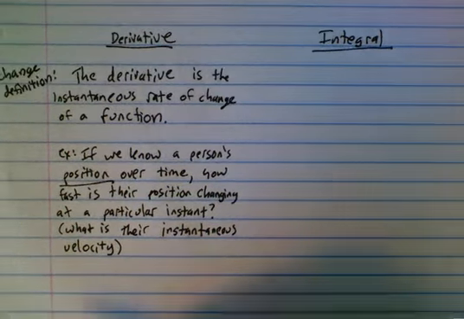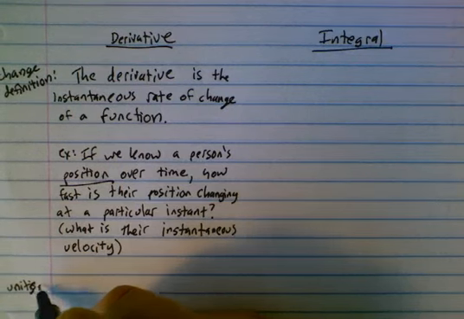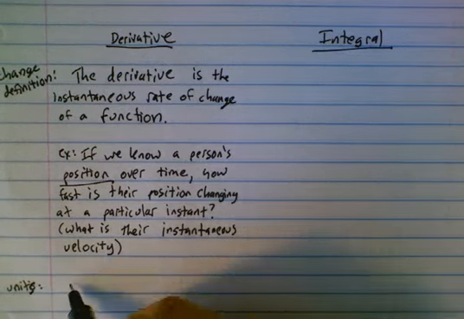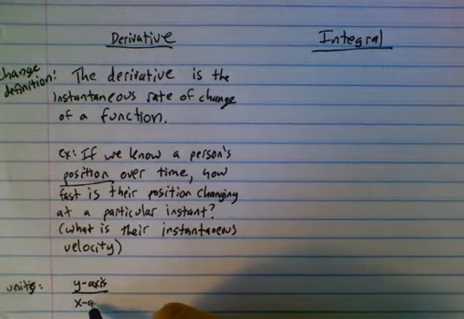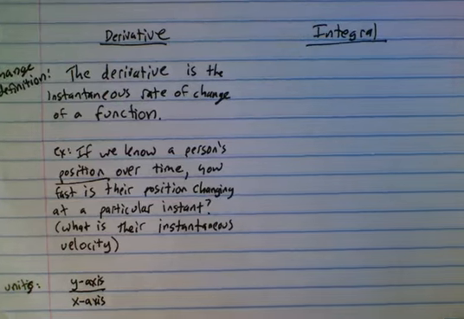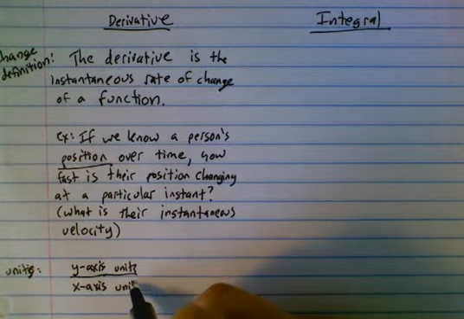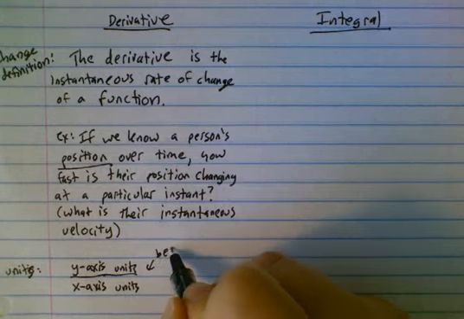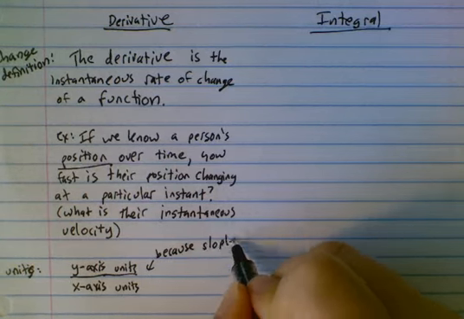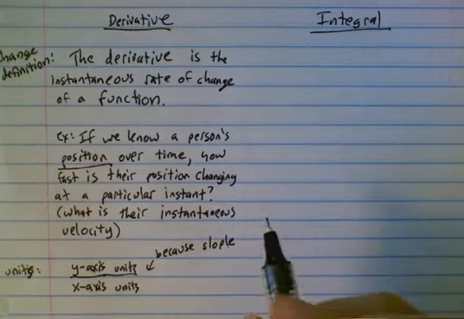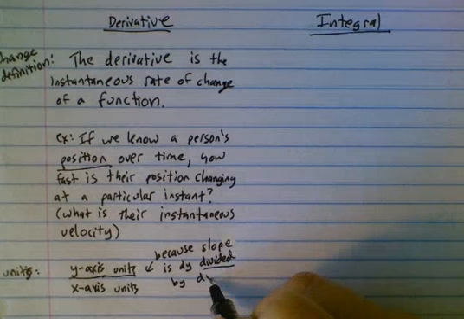And especially for these practical problems, it's going to be really important to have the units. These units are always going to be the y-axis units divided by the x-axis units. And this is because slope, which remember is associated with the derivative, is divided x.